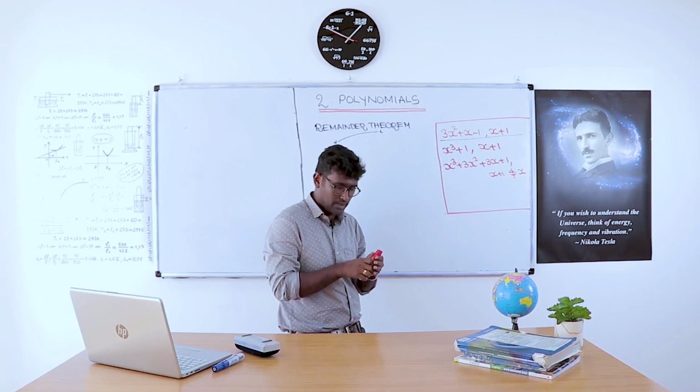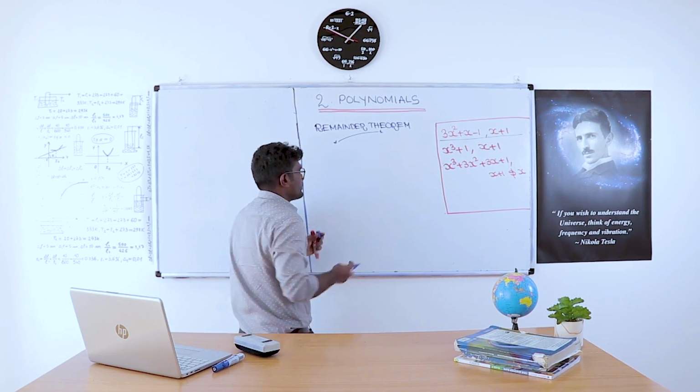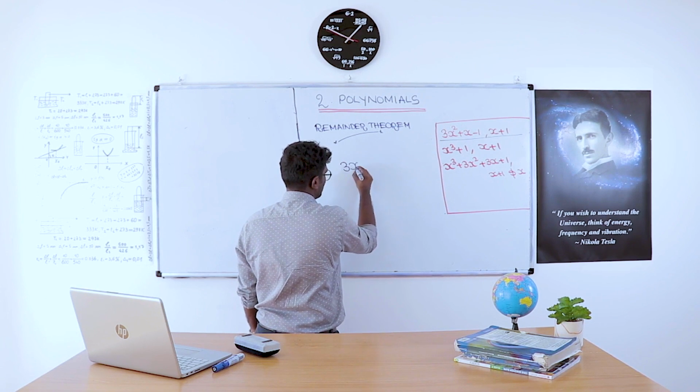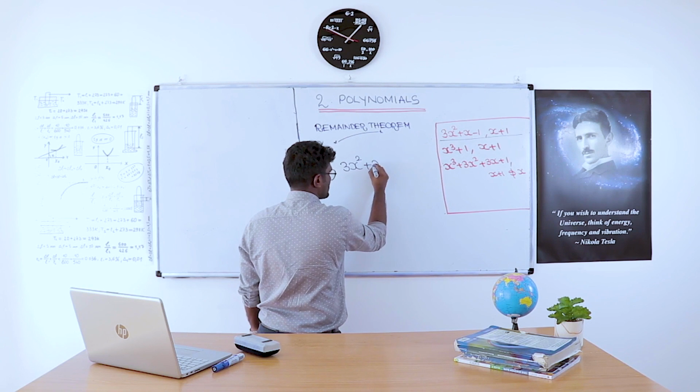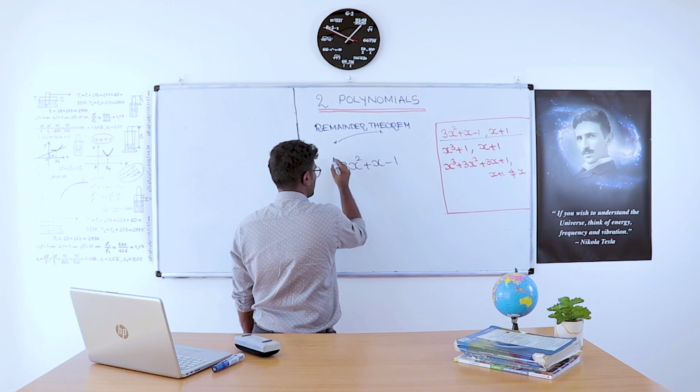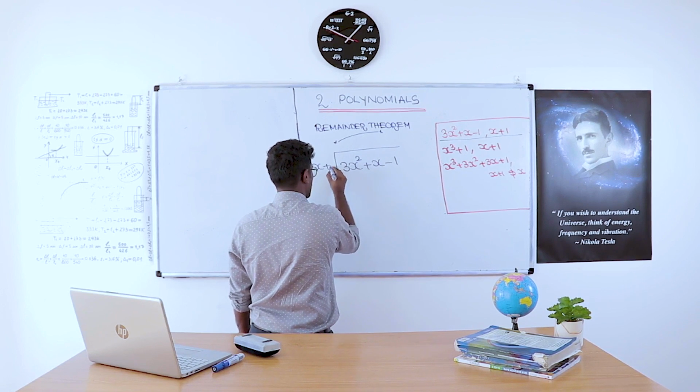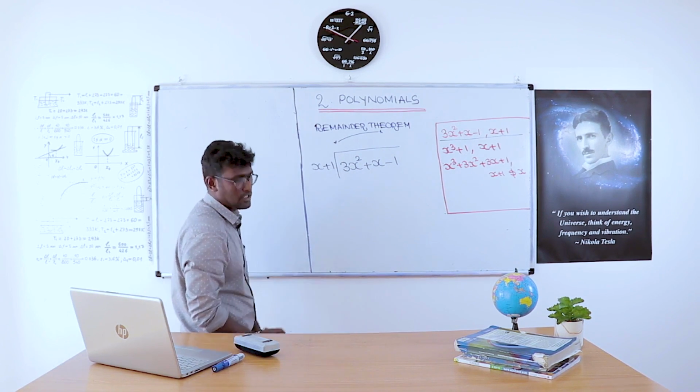So here I show some examples of the division. The first example is 3x square plus x minus 1 divided by x plus 1.